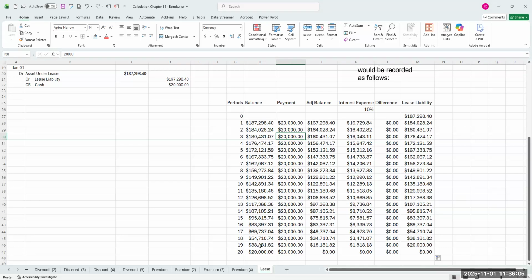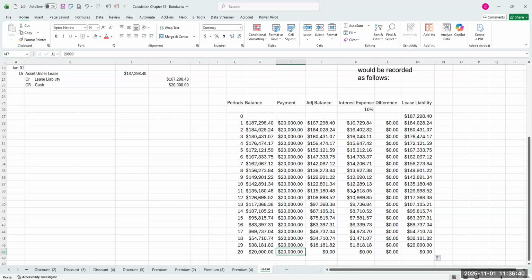And at the end of the 19 payments, in year 19, our balance will be 38,181. Once we pay the $20,000, balance is going to become 18,181. When we add the interest of 10% on that outstanding amount, it gives us exactly a $20,000 outstanding balance on December 31st, which we're going to pay on January 1st. And that's how this schedule is.